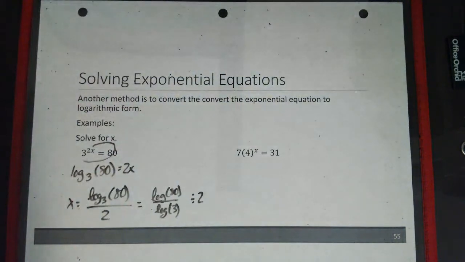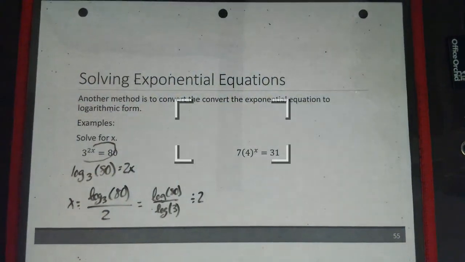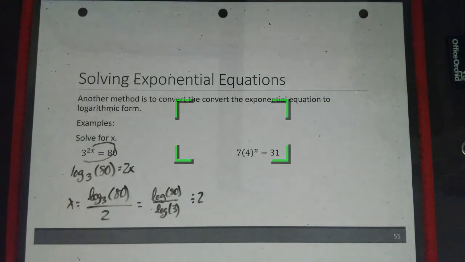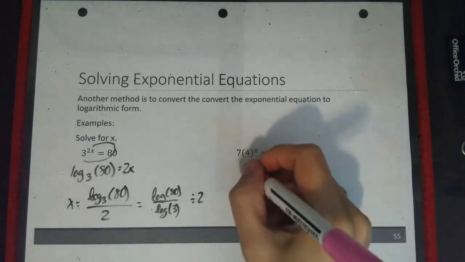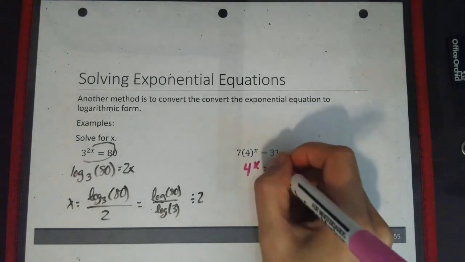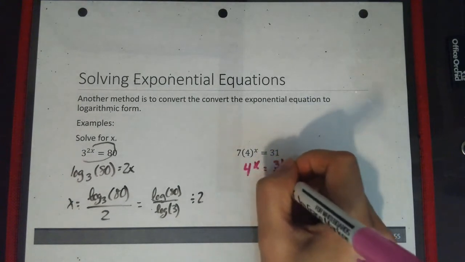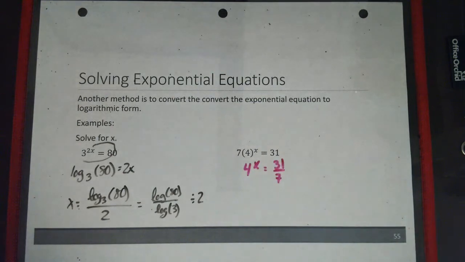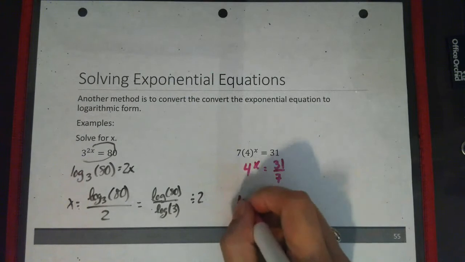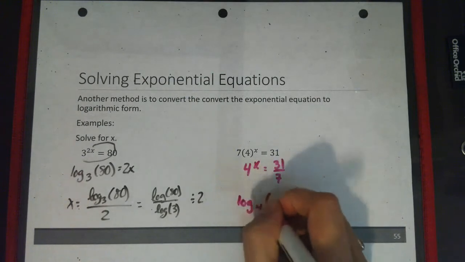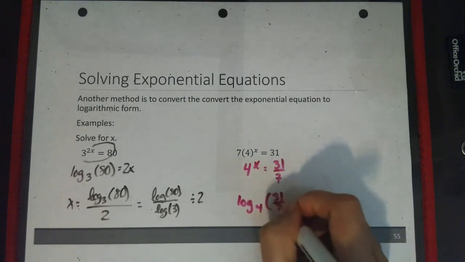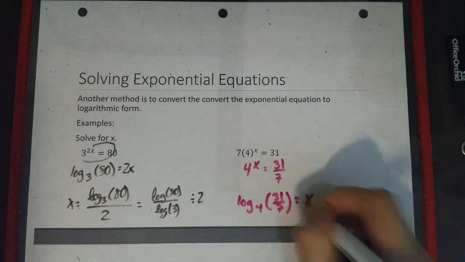Next up, we're going to try 7 times 4 raised to the x power equals 31. This sort of looks like the last one, but I have that 7 out front. And I don't like having that 7 out front because my exponential is not by itself. So I'm going to start by dividing both sides by 7. That will leave me with 4 to the x power is equal to 31/7. Now it looks like the last one, and I can put it into logarithmic form. And I will have log base 4 of 31/7 is equal to x.